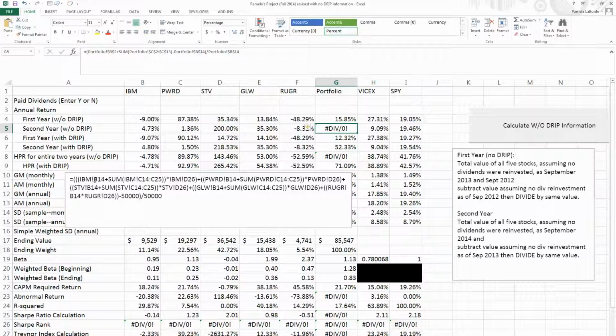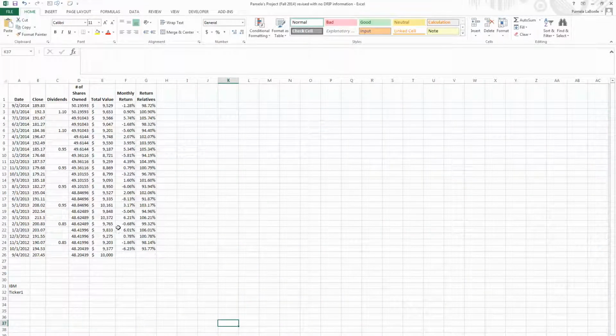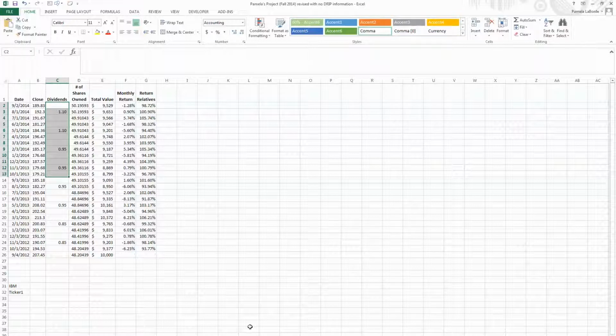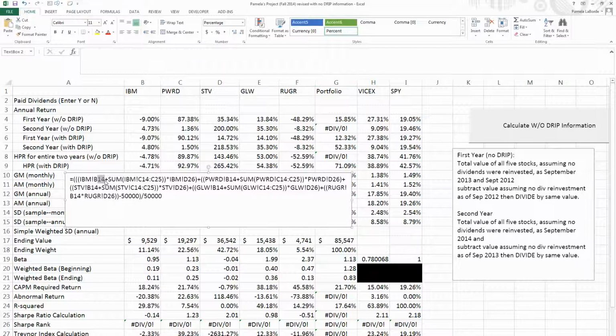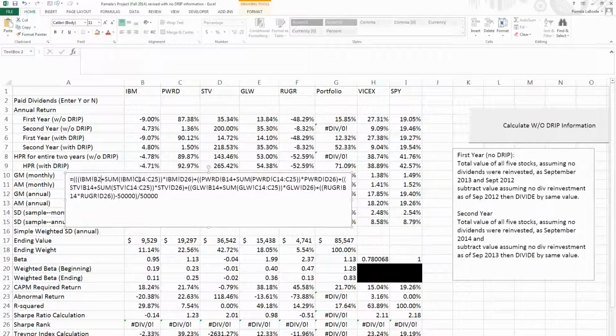But instead, I'm going to pop over to one of my stocks, this is IBM. I actually need this value now and the sum of the dividends for this time period. So I need B2 and C2 through C13. So I'm going to pop over to my summary table, and now what I'm going to do is edit them right here. So I'm switching out my B14 to B2 and my C14 to C2 and my C25 to C13.